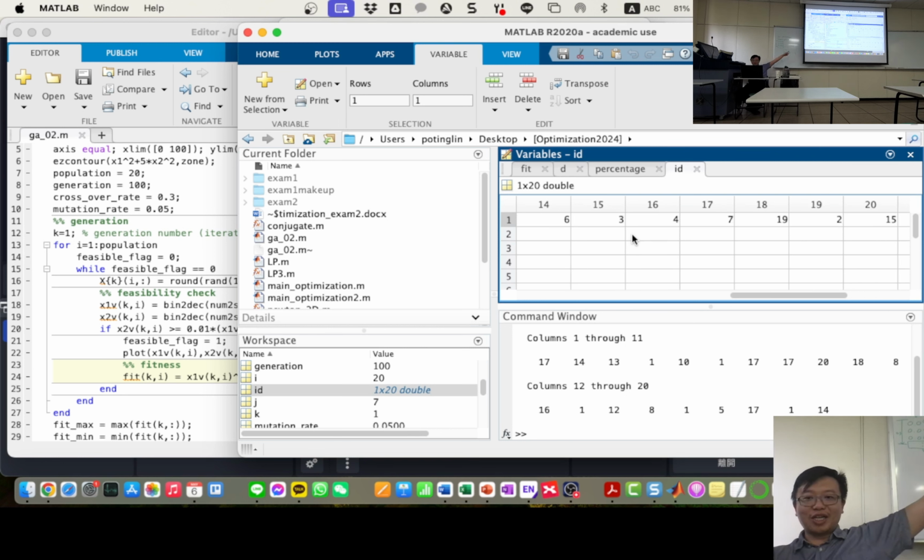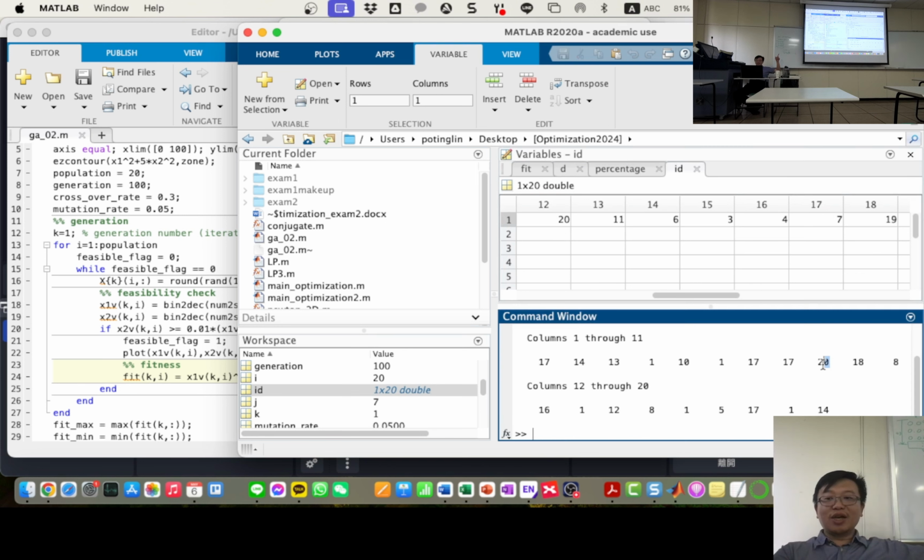Number 7, no selection. Number 4, no. Number 3, no. Number 6, no. Number 11, no. 20, yes, 20. So 20 is the one that is ranking 12 in the original chromosome. Out of 20 is ranking 12. And that one is being chosen once.